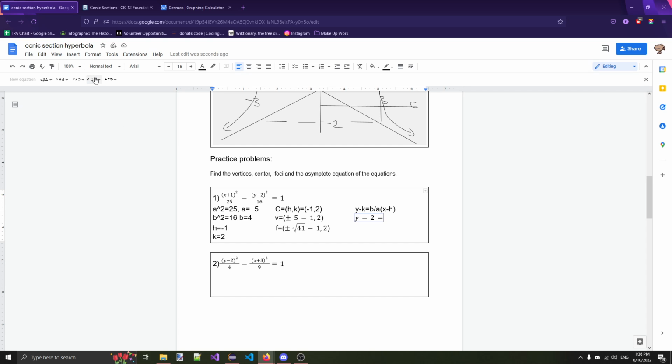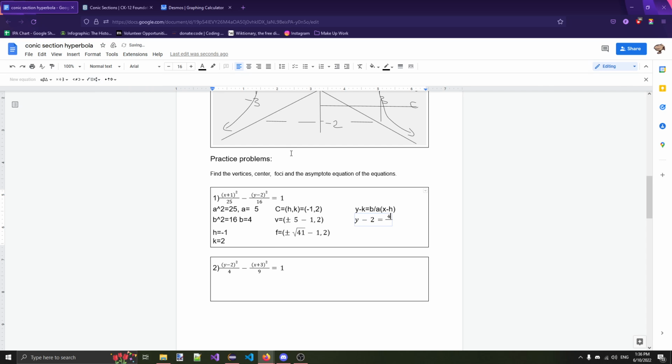So, let me add a fraction. We actually do need a plus or minus here, I just didn't write it. And then substitute an h. Bada bing, bada boom. And what do you have? You have the asymptotes. Easy. Easy peasy lemon squeezy.